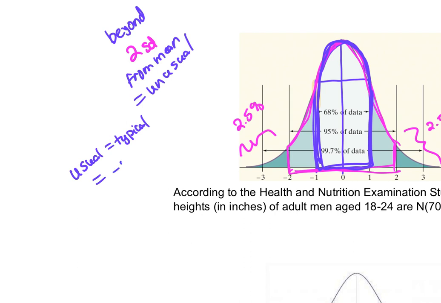So from 2 standard deviations below the mean all the way up to 2 standard deviations above the mean, that's 95% of the data. That's the majority of the data, okay?